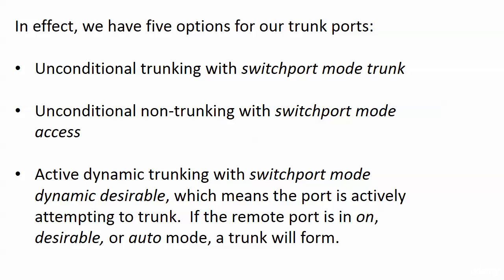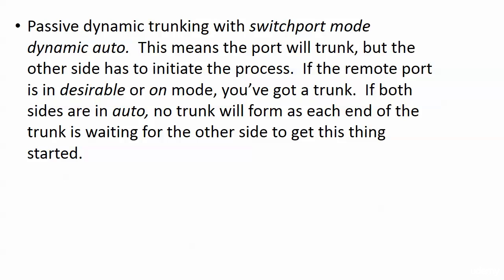Now we have active dynamic trunking if we choose desirable to go with switchport mode dynamic. Switchport mode dynamic desirable means the port is actively attempting to trunk. If the remote port is in on, desirable, or auto mode, then you're going to form a trunk. So if we have an active dynamic trunking, the other one must be a passive dynamic trunking. It sounds odd, passive dynamic trunking. But that's what you have here with switchport mode dynamic auto.